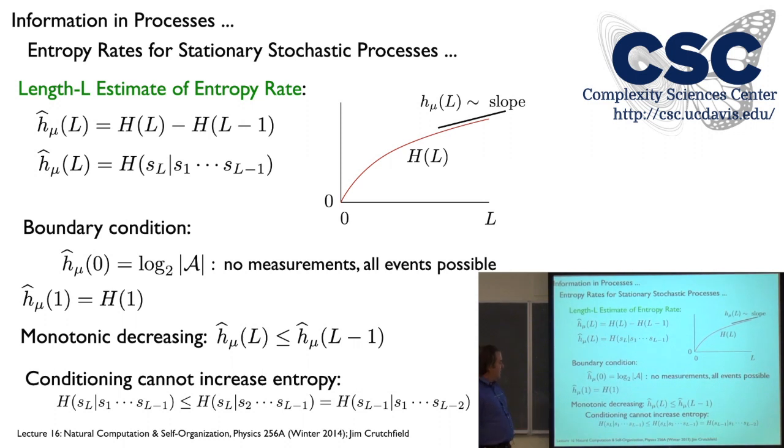Sort of boundary conditions here. If you haven't looked at anything yet, then anything could occur. So we put this h mu of L up at log of the alphabet size.